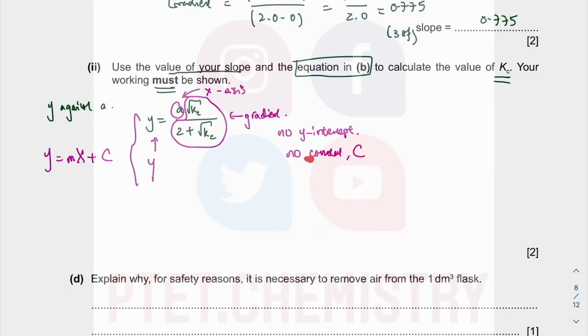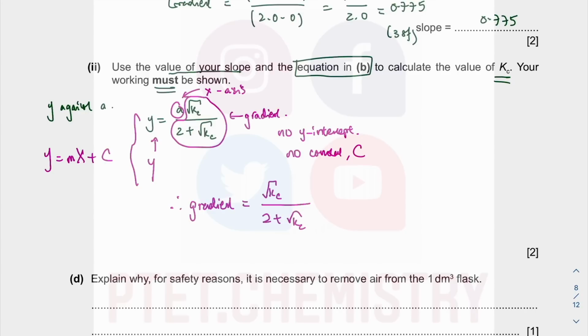So there's no constant there. It doesn't have a y-intercept bigger than 0. So there's just the y-axis and the x-axis on your graph. You plot y against A. So your gradient is just all that thing there because there's a constant. At a constant temperature, your Kc doesn't change. So therefore, your gradient is equal to Kc over 2 plus Kc.